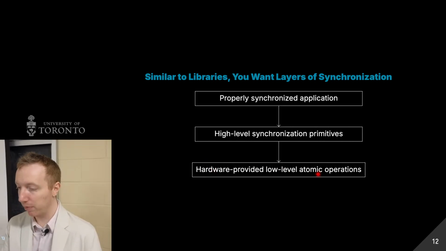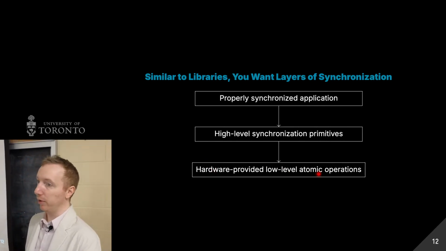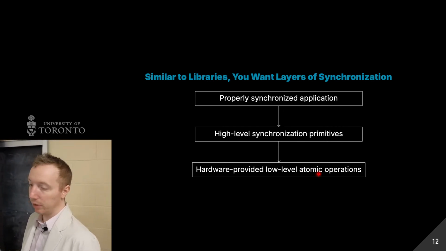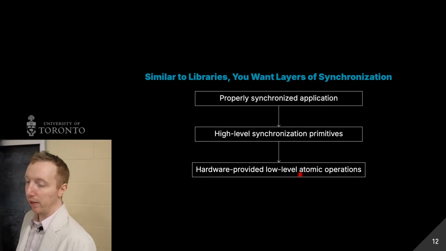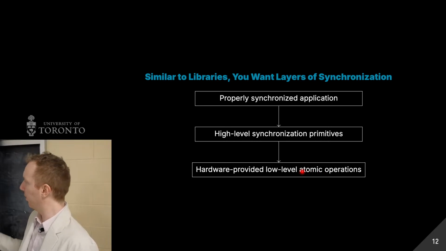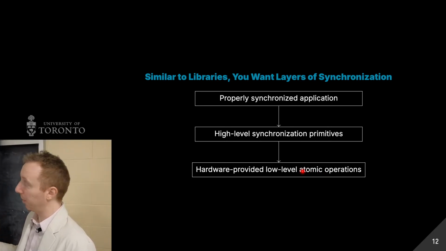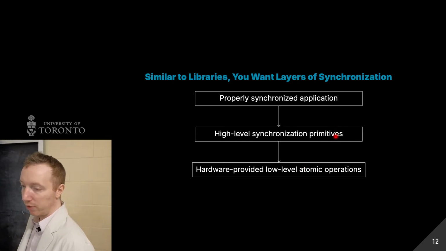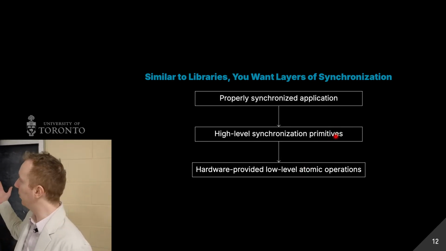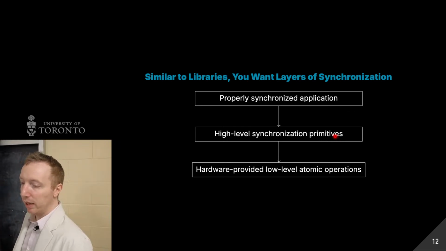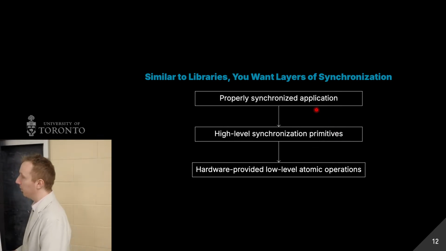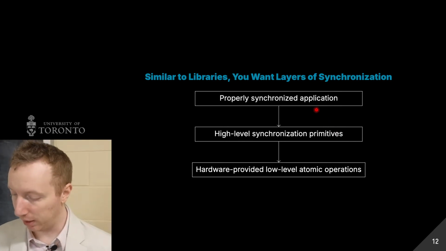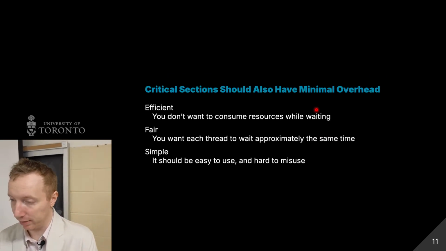We have the hardware provided low-level atomic operations, so like the memory reads and the writes, like the actual instructions they have. And then on top of those, and some other atomic operations, which we'll get into later, you build your high-level synchronization primitives. So for example, a mutex would be an example of one of these. And then using the mutex, you write a properly synchronized application without any data races that behaves consistently and fast.